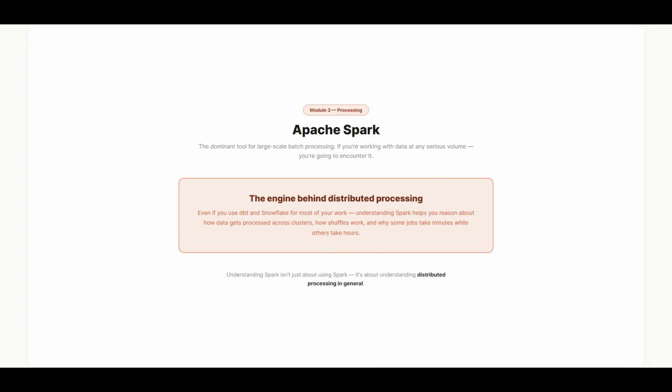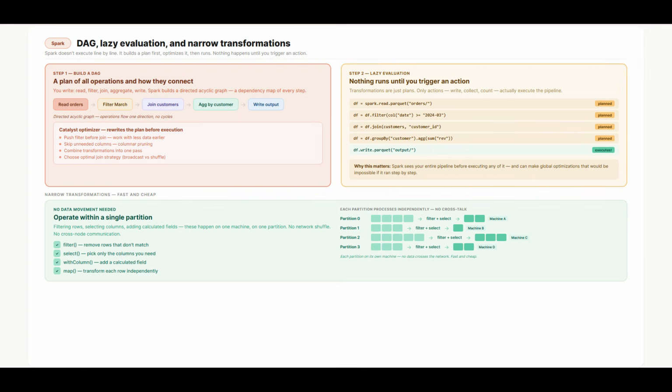Apache Spark is the dominant tool for large-scale batch processing. If you're working with data at any serious volume, you're going to encounter it. Even if you're using dbt and Snowflake for most of your work, understanding Spark helps you reason about distributed processing in general.